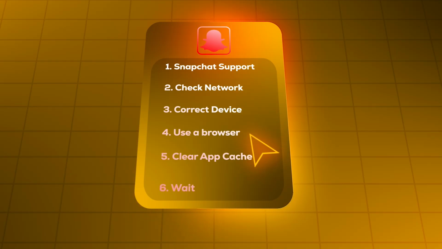Lastly, we head into method 6, simply waiting out the temporary lock. Some Snapchat locks last between 24 and 48 hours, and repeatedly trying to log in can extend that lock time, so give it some time if all other methods fail.